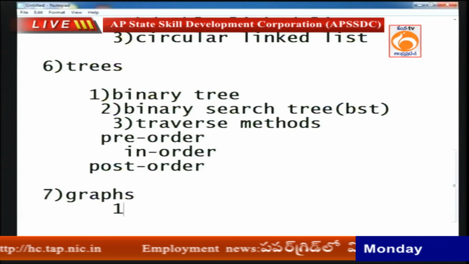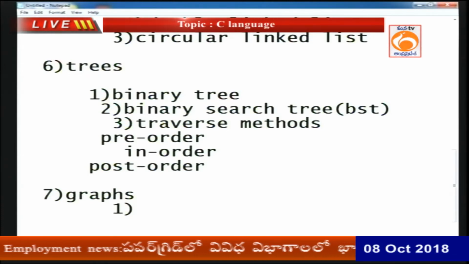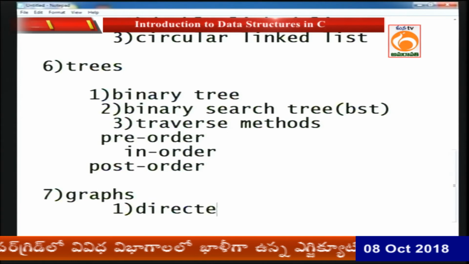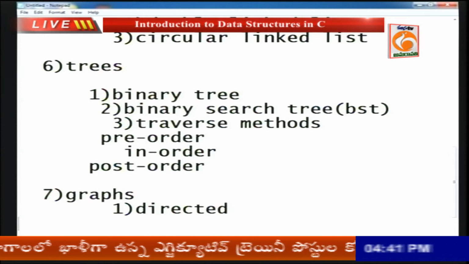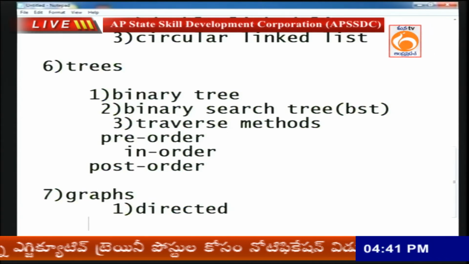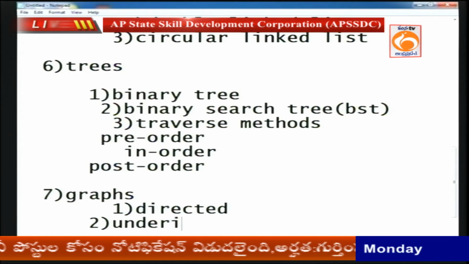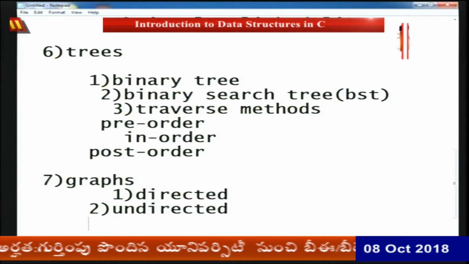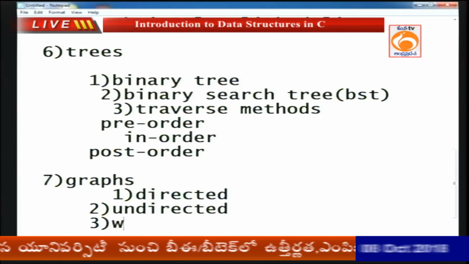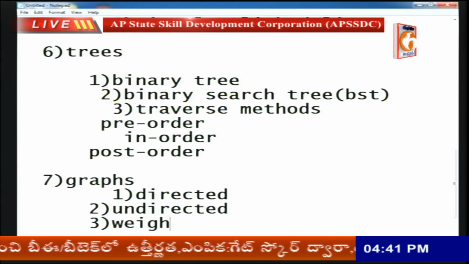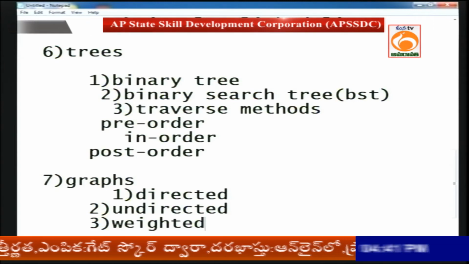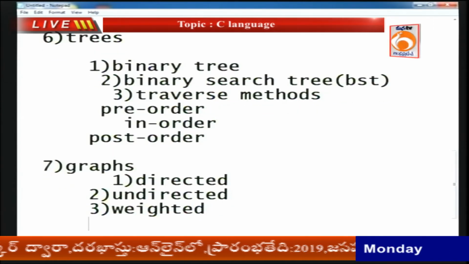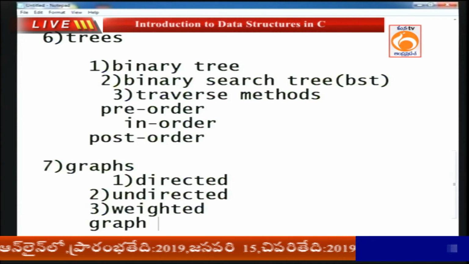Different types of graphs are there. You have the directed graph, and the undirected graph, where there is no direction. One more type of graph you have is called the weighted graph. And there are graph traveling methods too. Graphs also have some traveling methods.